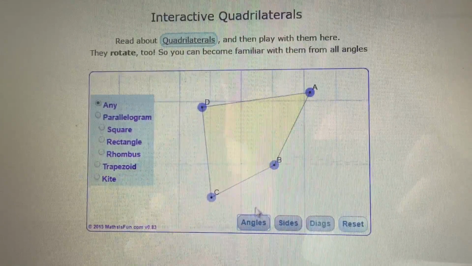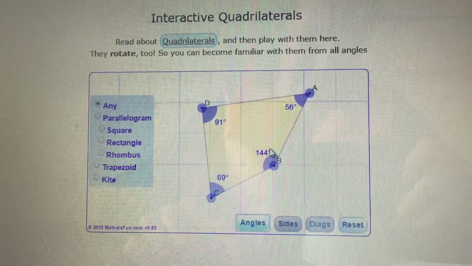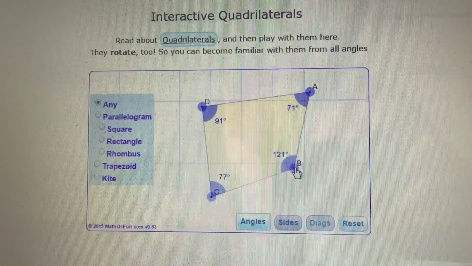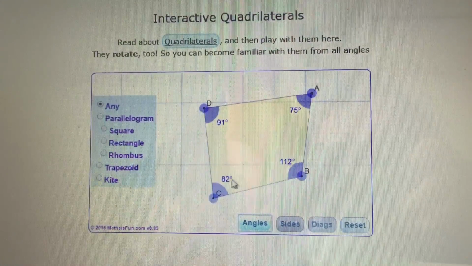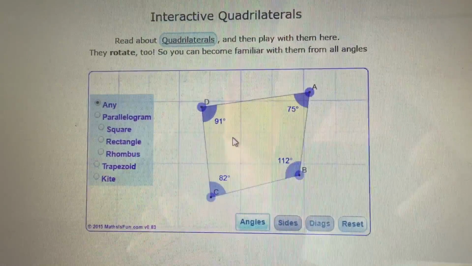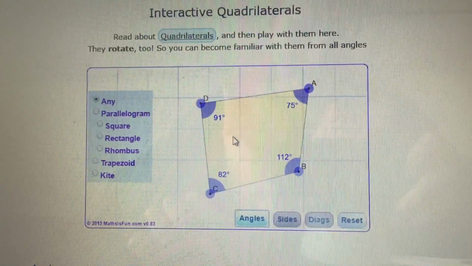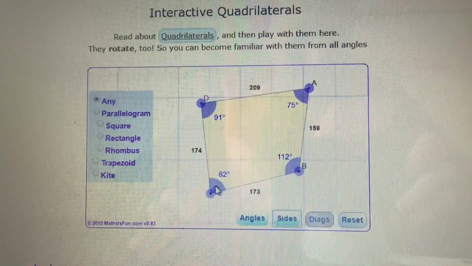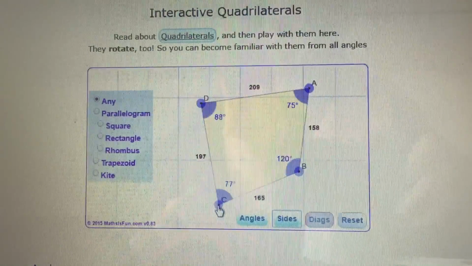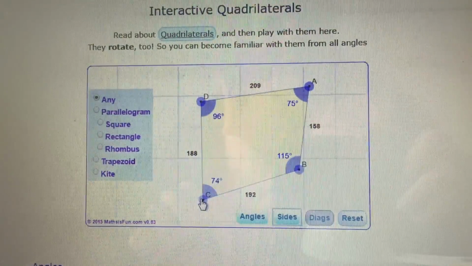And if you'd like, you can change it. You can toggle these angles. So now you can see what all the angles are. And in any quadrilateral, you'll be able to see that they add up to 180 degrees. Or sorry, 360 degrees. And then you can also put the side lengths on there and see the differences between the side lengths or similarities if you get into some of these other quadrilaterals.